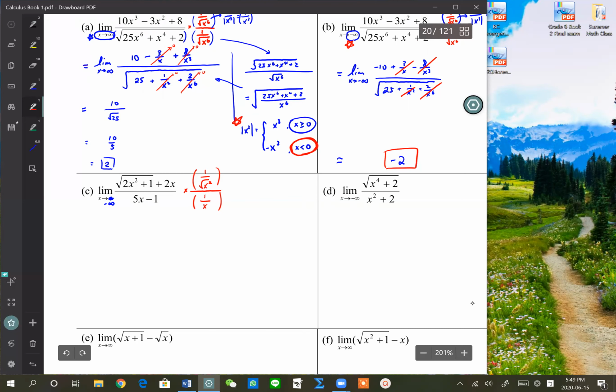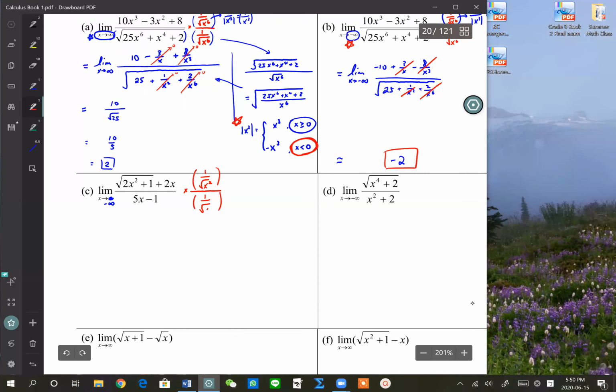Okay, what was the initial step? You should always start with the same thing, right? Root x squared for top and bottom, and then you just think about which one you need to change into absolute value or not. So top and bottom should always start with the same thing, and then you simplify whenever needed.